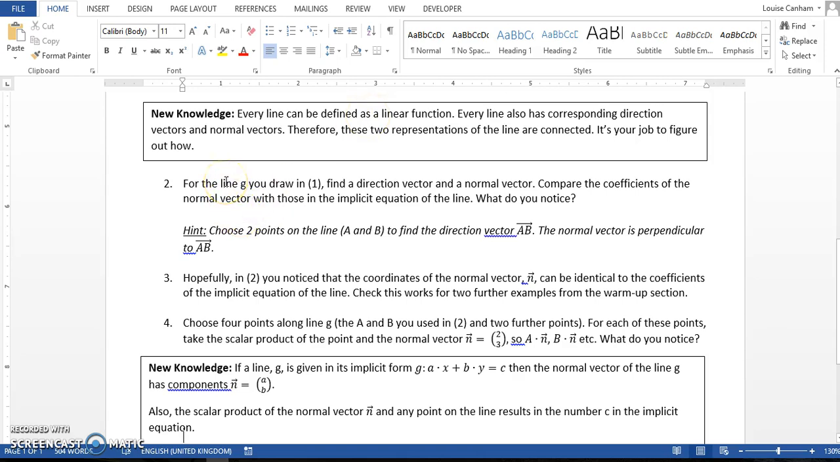So for this line G that we drew in one, please correct that on your sheet, we need to find a direction vector and a normal vector. And here we have a hint. You can choose 2 points on the line, A and B, to find the direction vector. So the coordinates of A and the coordinates of B. The direction vector AB would be B minus A, for example. We can also just read it off.